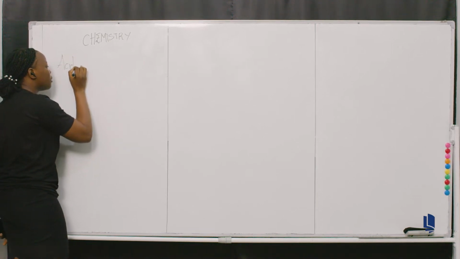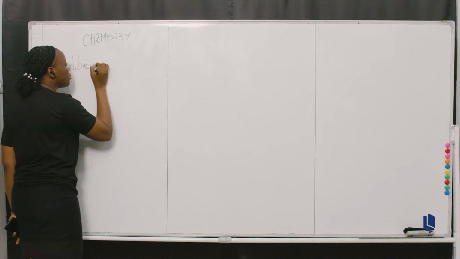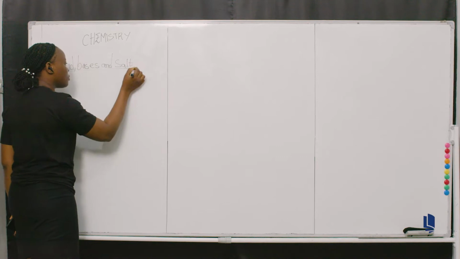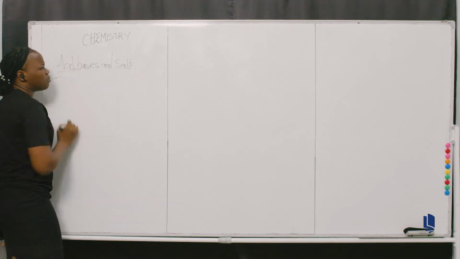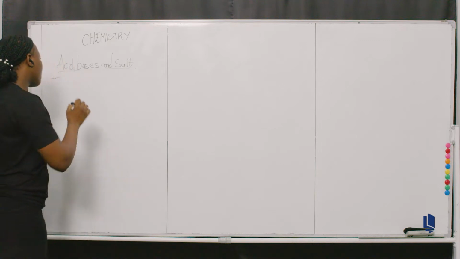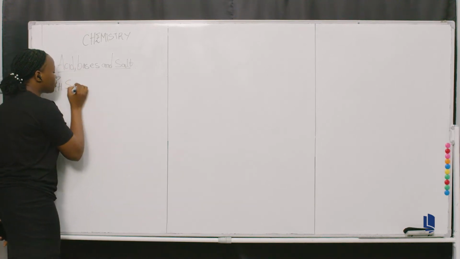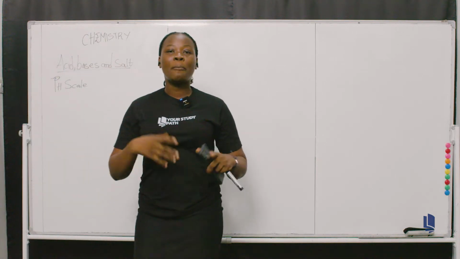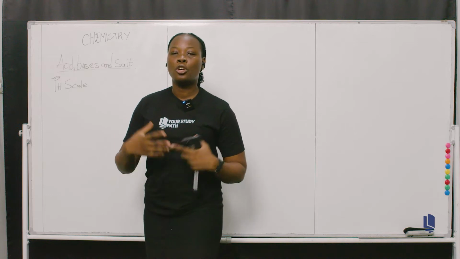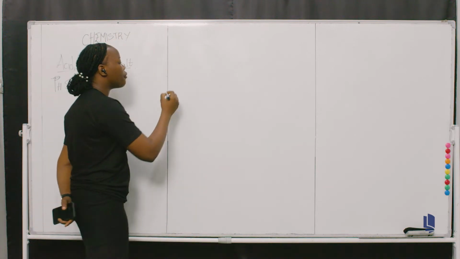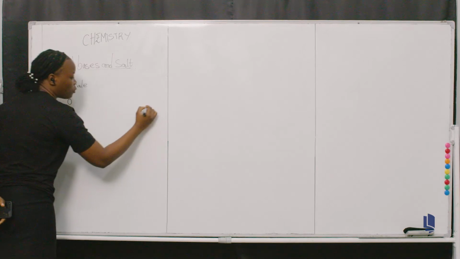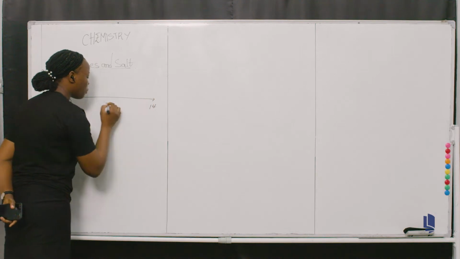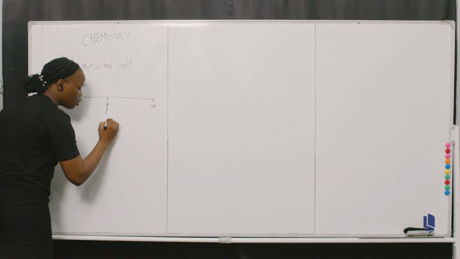acid, base, and salt. So we'll continue from where we talked about pH. I was talking about the pH scale, and I said it's the numbered scale used to measure the acidity or the alkalinity of a solution. And the scale is from 0 to 14, 7 being the middle point, and this is neutral.